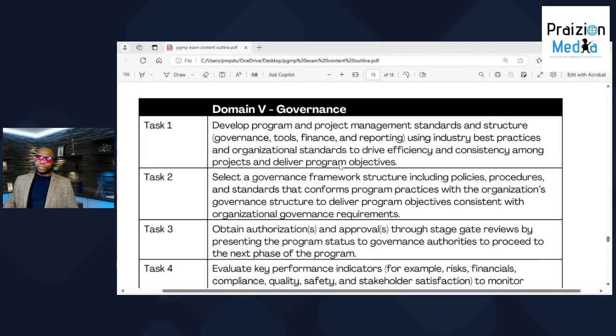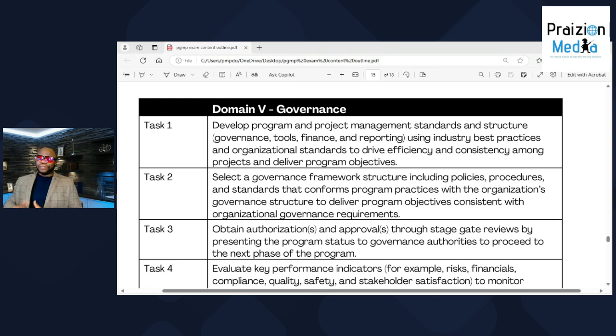Here's our final one, my friends. It's governance. And as I said in the beginning, governance is a framework within which authority is exercised. Governance helps people understand what can I do within my power, within my accountabilities, what can't I do? What am I accountable for, right?